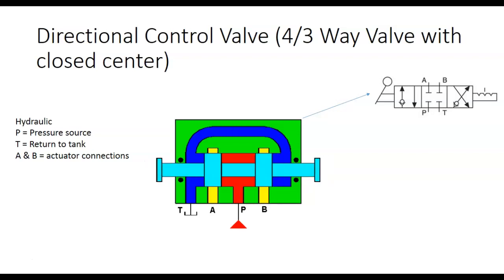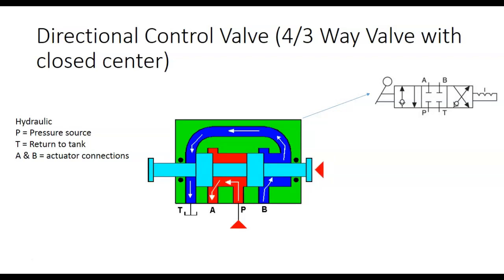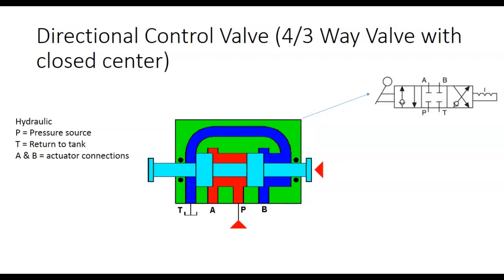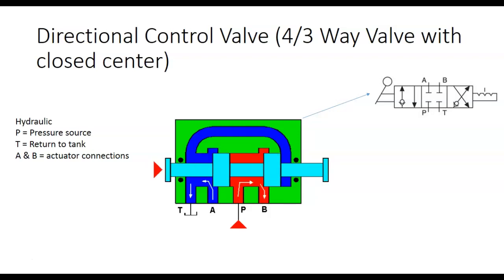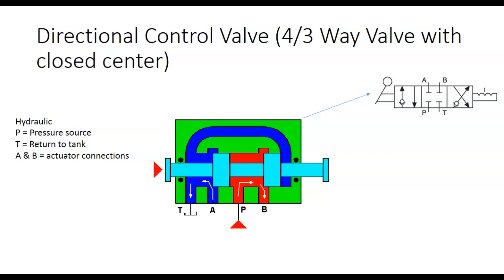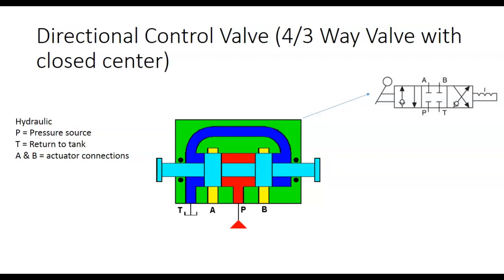On hydraulics, a lot of times we'll call the pressure port P. The one that goes back to the tank, they call it what? T. And then your two working ports, the ones actually going out to the actuator, would be referred to as A and B.